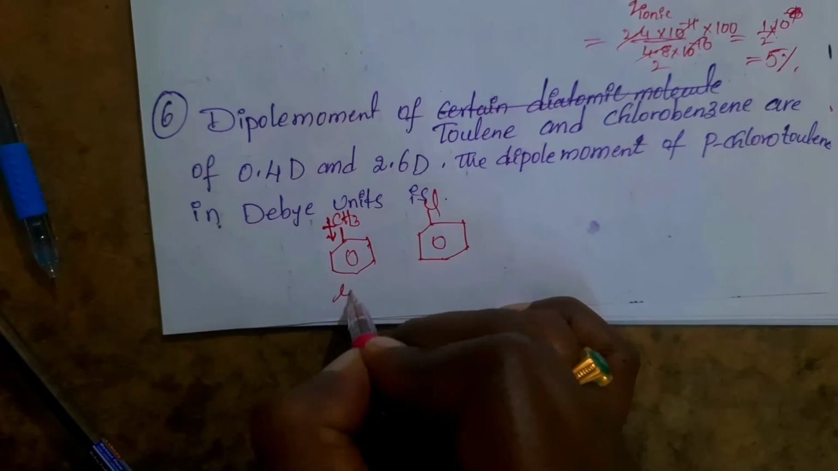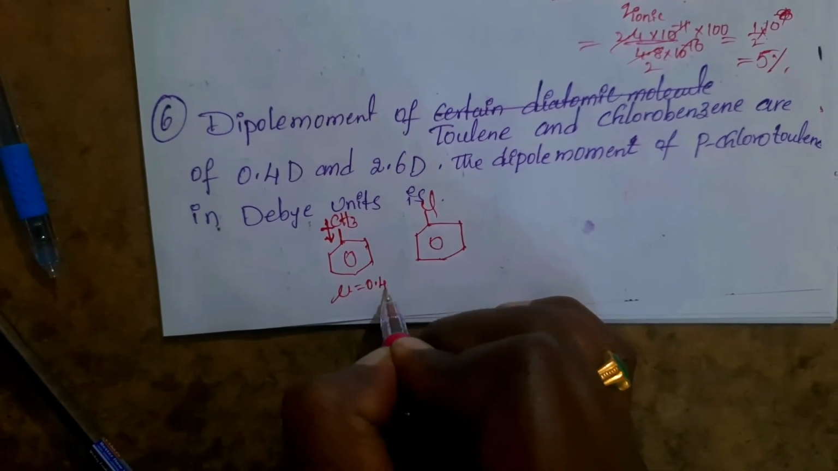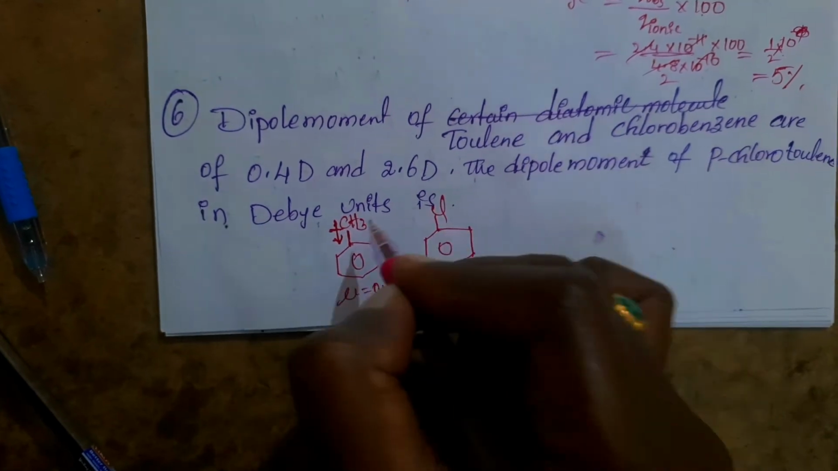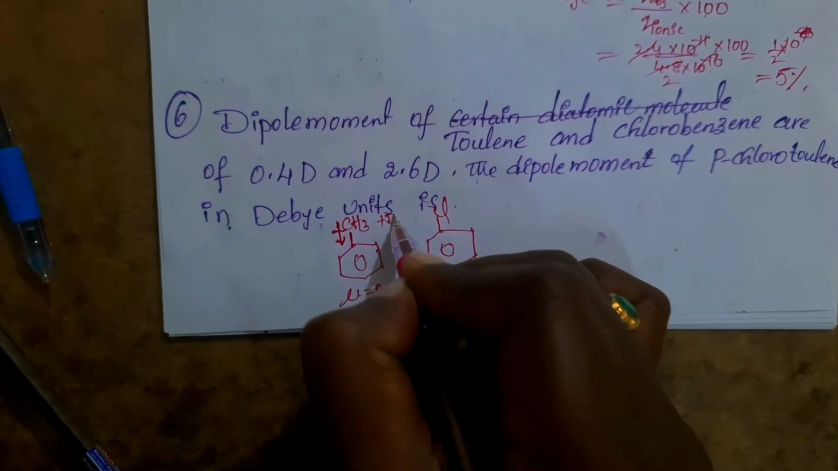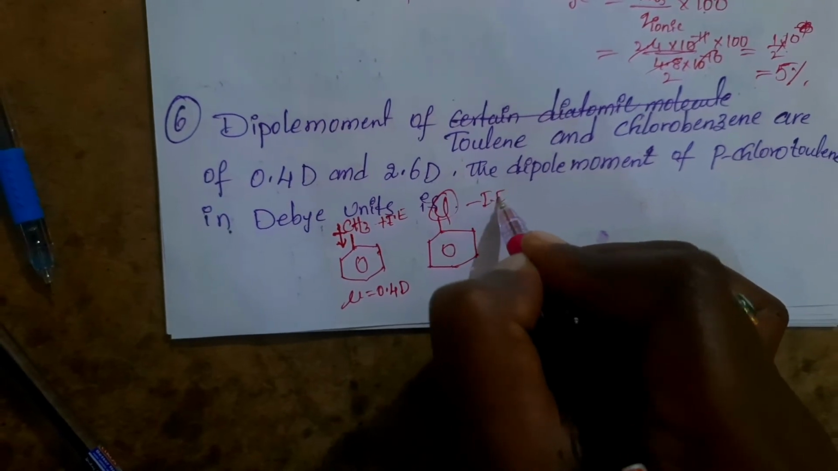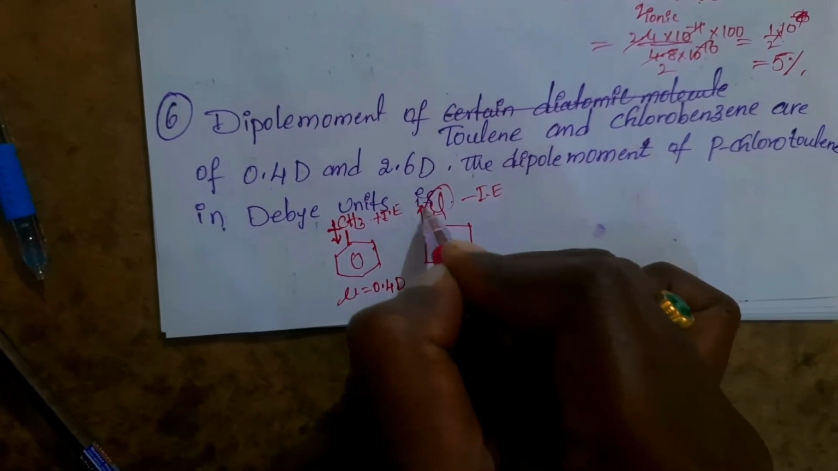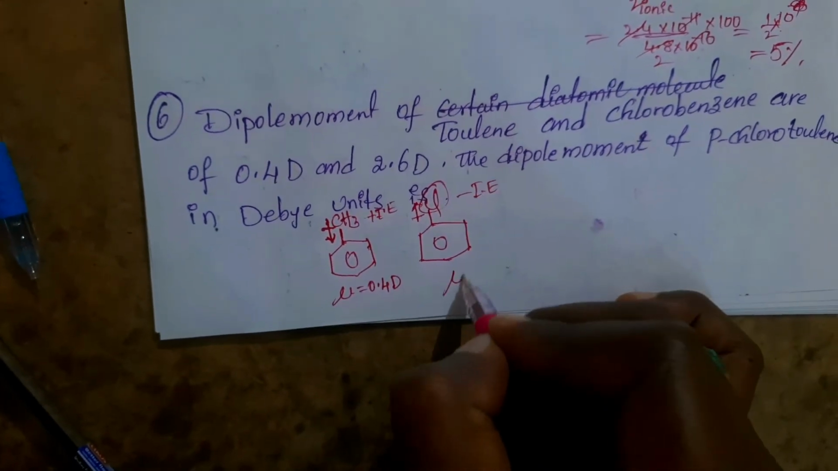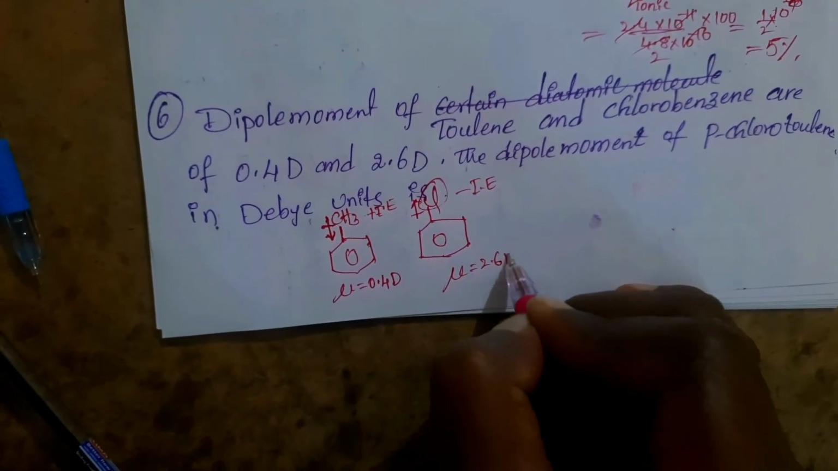So its dipole moment is how much they given? 0.40. Now here chlorine is what? It is an electron withdrawing group. It is a minus I group. So what it will do? It withdraws the electron, so the bond moment will be away from the benzene ring. So whose dipole moment is 2.6 D they given.